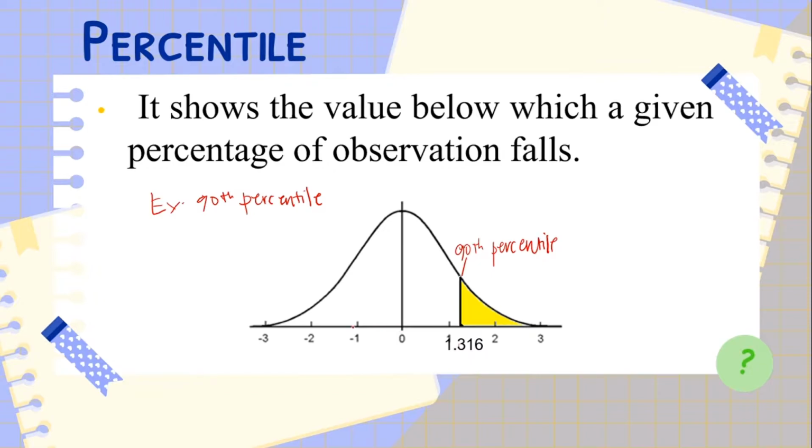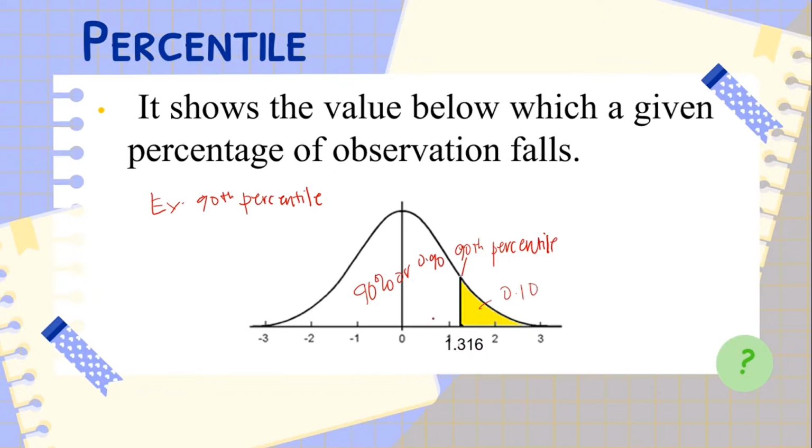Where the left tail is 90% or 0.90. It says here that it shows the value below which a given percentage of observations falls. So 90th percentile means 90% of the distribution falls below it. Now, if this is 0.90, what is the value of the shaded area? It is 0.10. Paano natin nakuha ang 0.10?